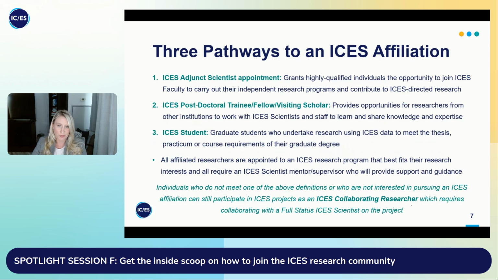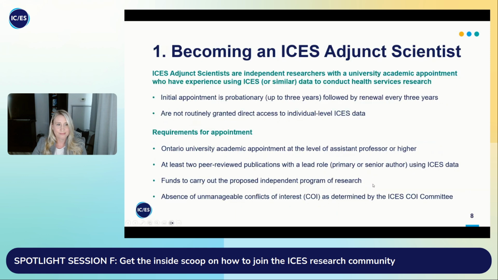And just to add, researchers who do not meet one of these criteria, or individuals who may be working their way towards meeting one of these criteria, can still participate in ICES projects. As an ICES collaborating researcher, they can act as a principal investigator, or PI, or co-investigator on projects, but they must also work with a full status ICES scientist who will take responsibility for and oversee the project to ensure it is conducted in accordance with our policies and procedures. Please also note that ICES collaborating researchers are not given access to ICES data to conduct their own analyses. Next slide, please.